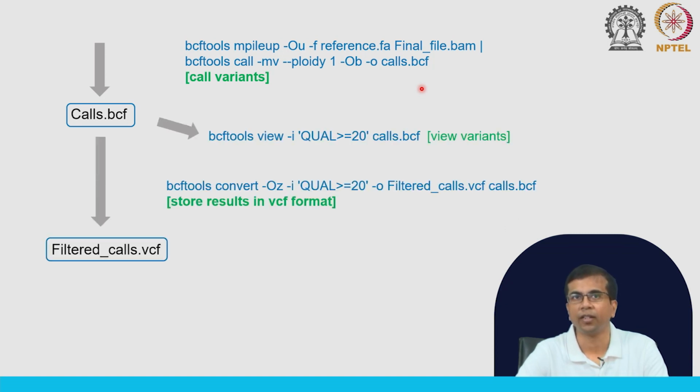Okay. And we can see these BCF files, and we can also filter out some of these variants using this quality argument, right. We want high quality variants. So, we can use this argument QUAL >= 20. And then finally, we stored the results using this bcftools convert option, and from this calls.bcf file we stored this filtered_calls.vcf in VCF format, and this is the final file, filtered_calls.vcf. And we actually had a look also into that file, what this file contains, etc.